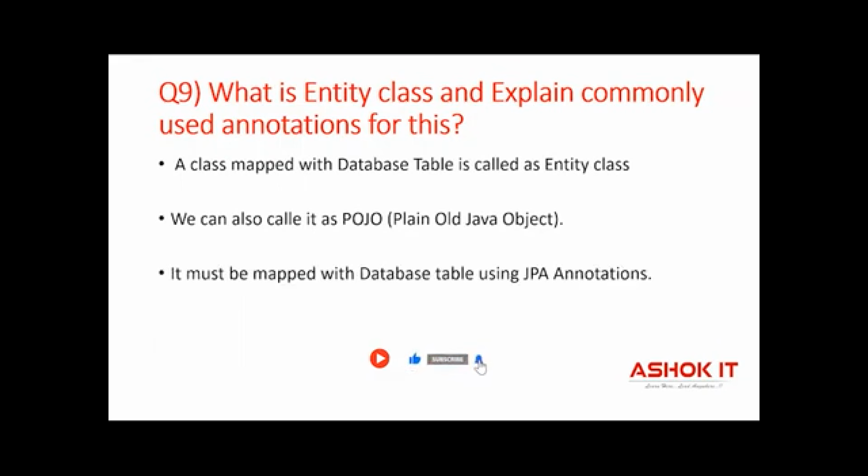It must be mapped with a database table using JPA annotations. Such annotations will be @Entity, @Table, @Id, @Column, @GeneratedValue. There are so many annotations. But here, @Entity and @Id are a must. @Entity will map our class with a table. @Id indicates the primary key. @Table and @Column are optional actually.